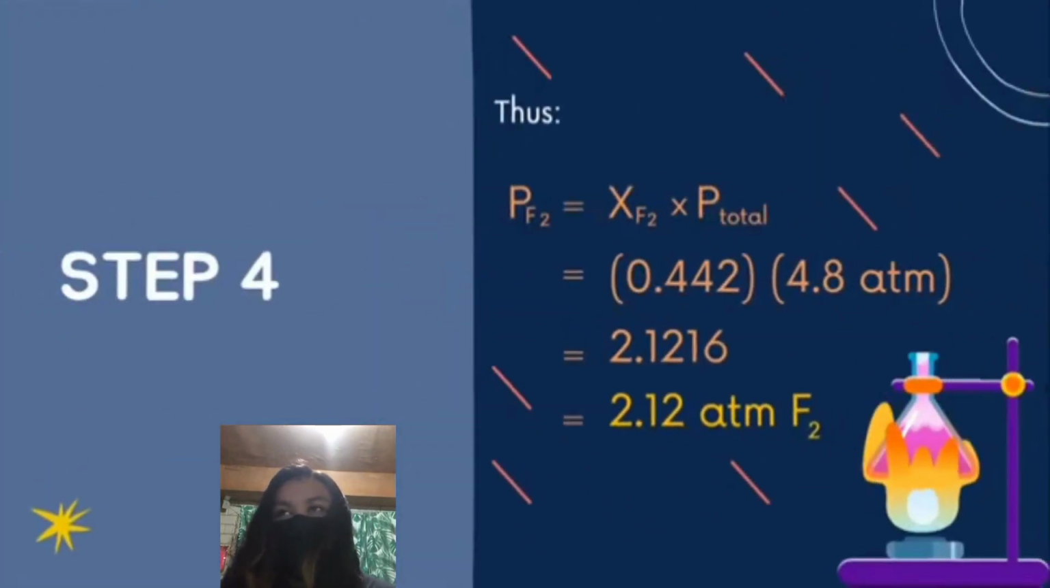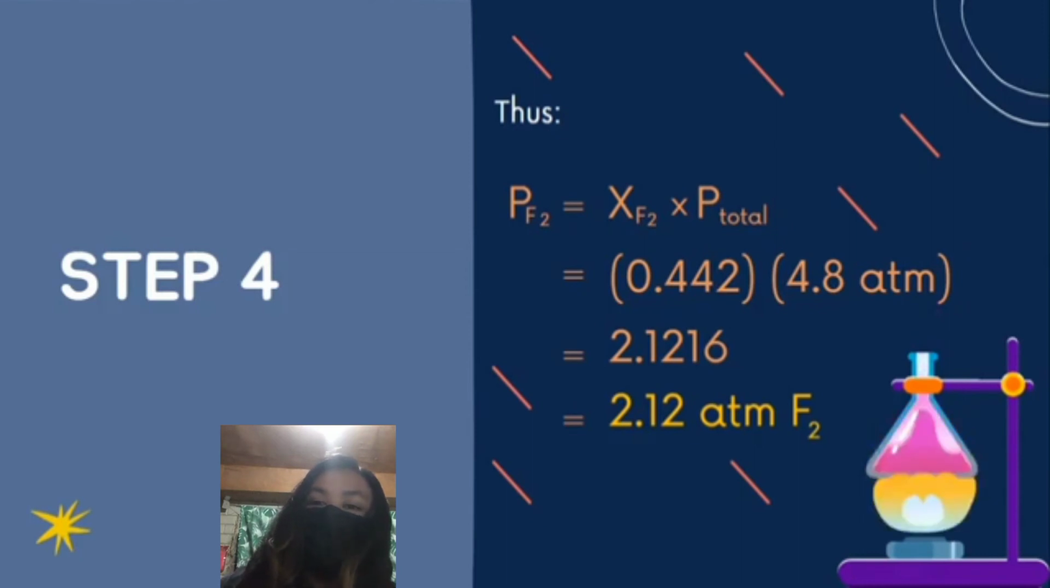So for the last step, the partial pressure is equal to the mole fraction times the total pressure. So we will multiply our mole fraction, which is 0.442, times the total pressure, which is 4.8 atm. So 0.442 times 4.8 is equal to 2.1216, which is equal to the final answer, which is 2.12 atm fluorine.